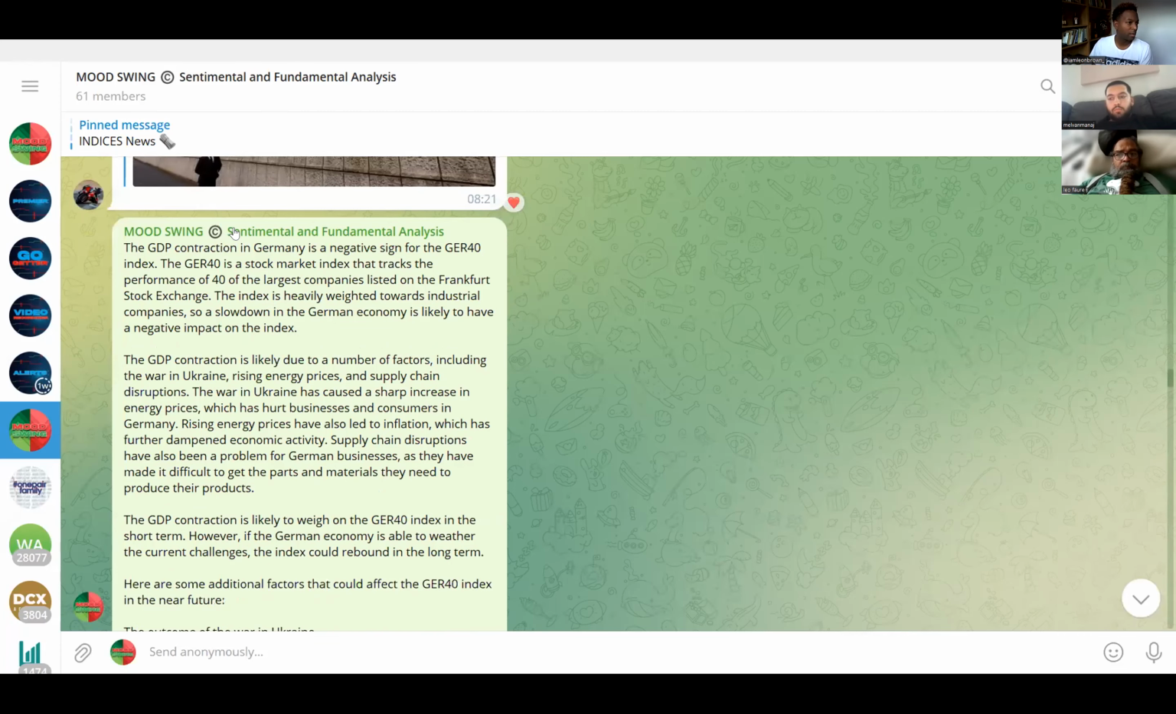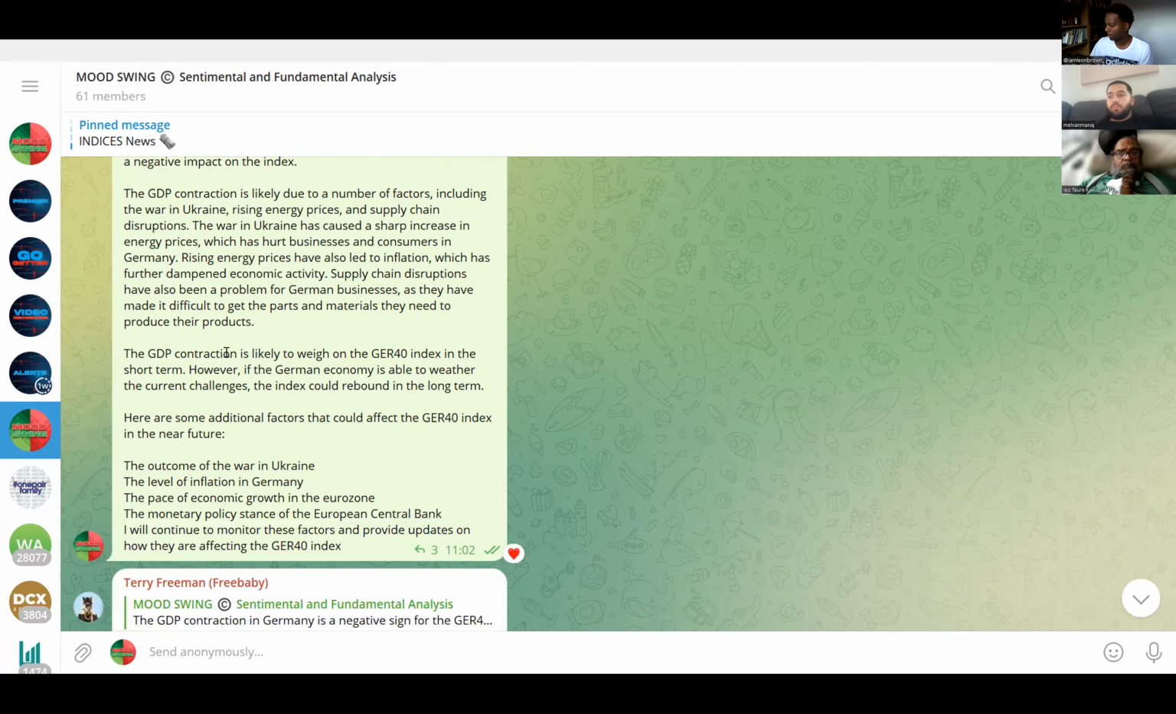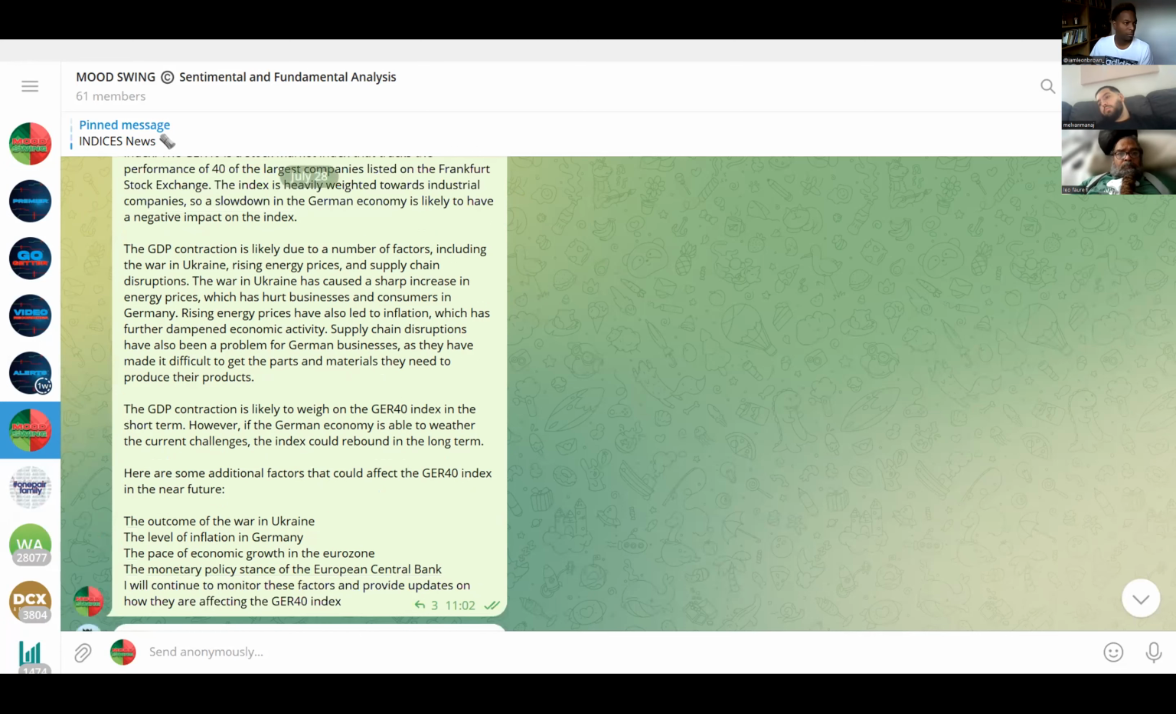Right. Okay. So this was July the 28th, where we had a GDP contraction in Germany, and it's a negative sign for this German 30 right here. German 40, same thing. GDP contraction is like a number of factors, and is likely to weigh on the German 40. This was on the 27th of July. So let's just mark off the 27th right here.